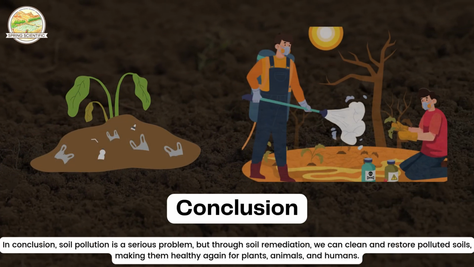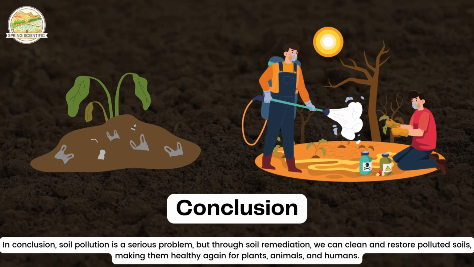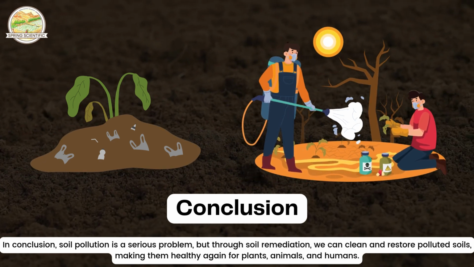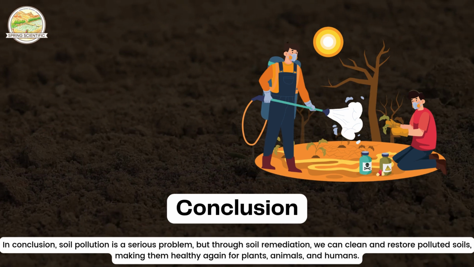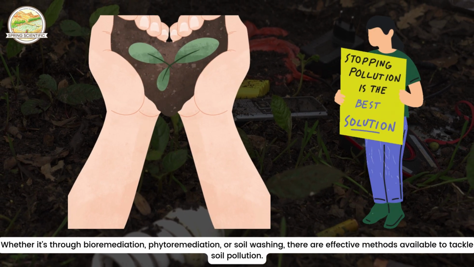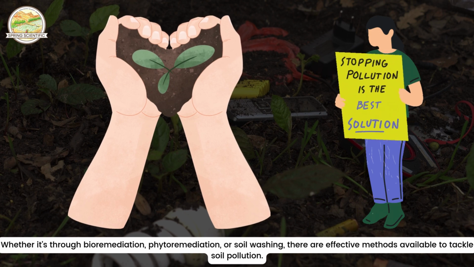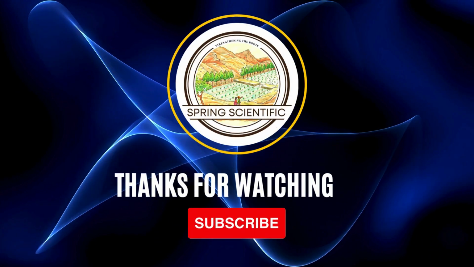In conclusion, soil pollution is a serious problem, but through soil remediation, we can clean and restore polluted soils, making them healthy again for plants, animals, and humans. Whether it's through bioremediation, phytoremediation, or soil washing, there are effective methods available to tackle soil pollution.